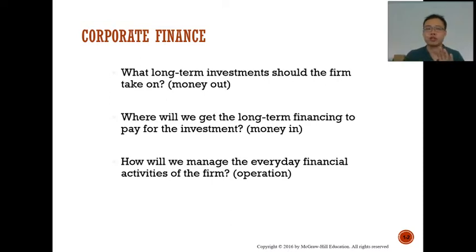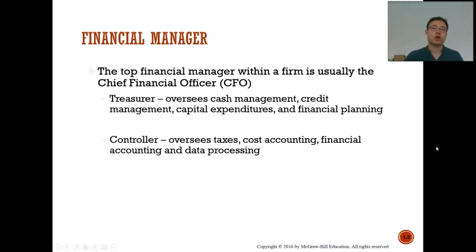So the important questions about corporate finance are basically three things: money in, money out, and how to manage the money. So who is managing the money in the firm? When we are talking about this question, we are talking about the financial managers. The most important top financial manager within the firm is usually the CFO, the Chief Financial Officer. When we talk about the CFO, we are also talking about the basic board structure of the modern firm. In a modern corporate structure, we have a board.